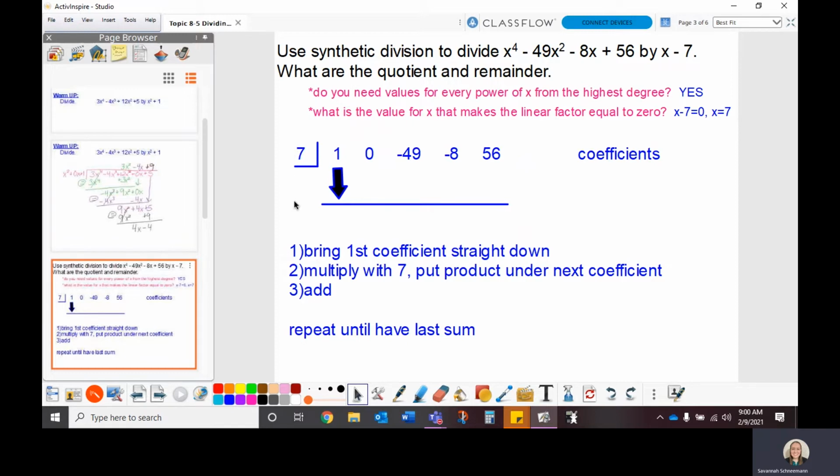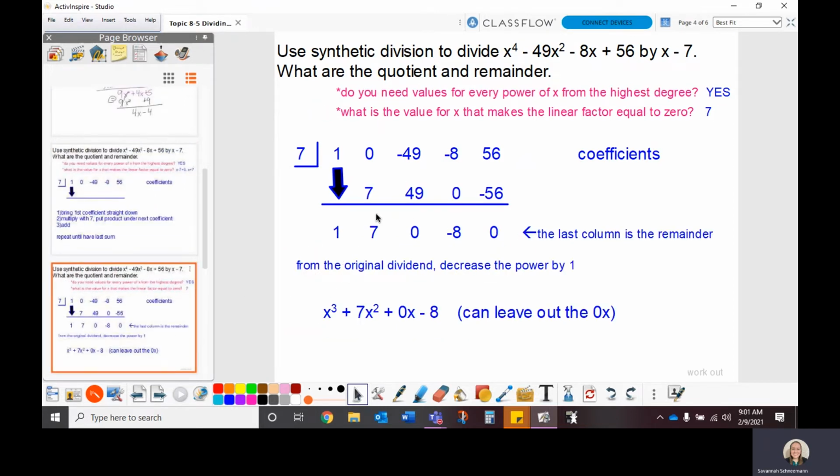And then we have a couple of rules. So first, you're going to bring this first coefficient straight down, and we'll see that on the next slide. You're going to bring this one straight down. You're going to multiply, again, in this case, it's a 1. You are going to multiply that by 7 and put it underneath this 0 here, under your next coefficient. You're then going to add your coefficient to your product and write the sum down here. You're then going to repeat, multiply this sum by 7, put the product here, add them together. Right? We will see that on the next slide.